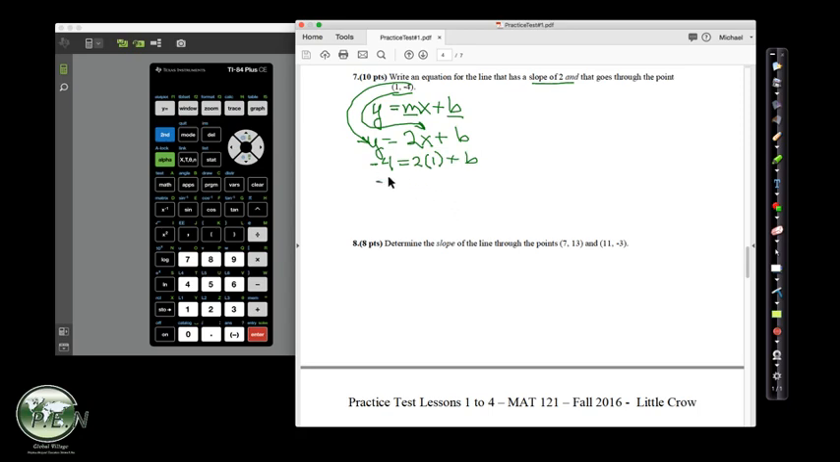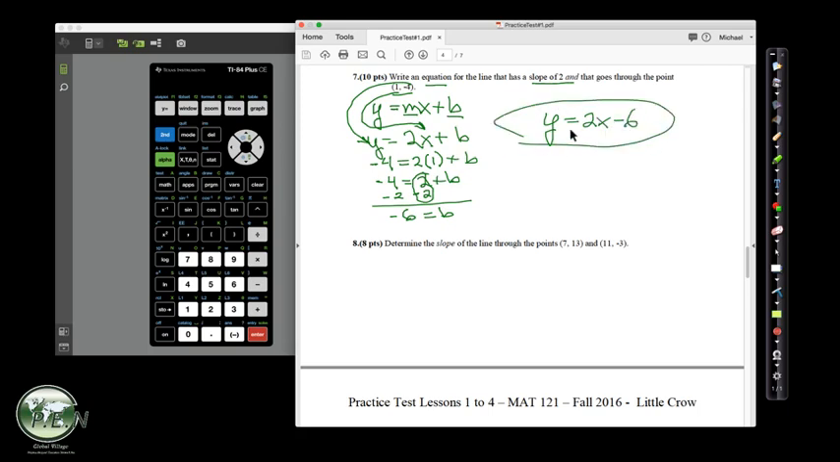Okay, negative 4 equals 2, 2 times 1 is 2, plus b. And then to get b by itself, we simply subtract 2 from both sides. So we get that b is negative 6. Both are negative, so we add them together. It takes the sign of the larger number. And so to write the equation, because that's what was asked for, we're not done yet. y equals 2x minus 6. There's our answer.